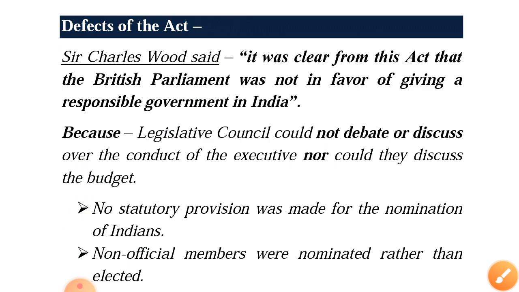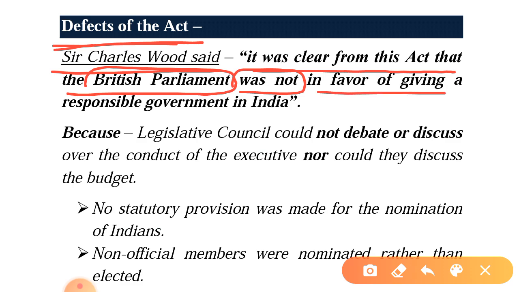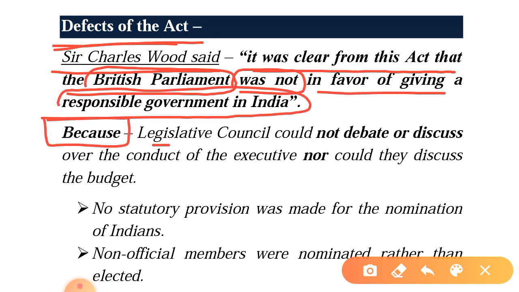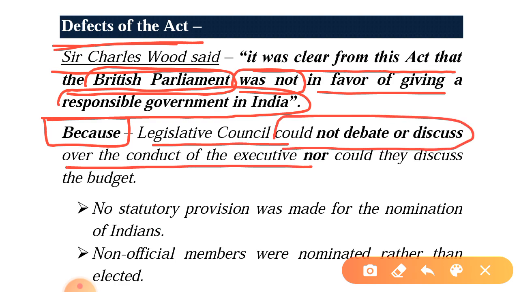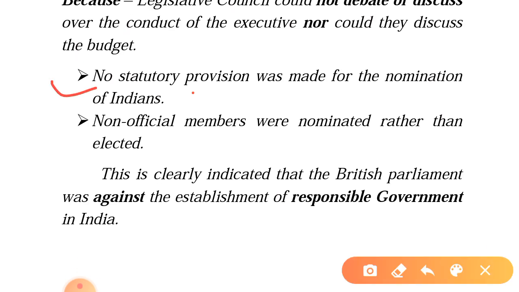So, next, defects of the Act. Sir Charles Wood said it was clear from this Act that the British Parliament was not in favor of giving a responsible government in India, because the Legislative Council could not debate or discuss the conduct of the executive, nor could they discuss the budget. No statutory provision was made for the nomination of Indians.